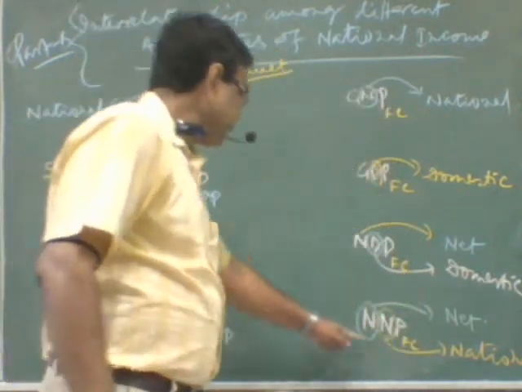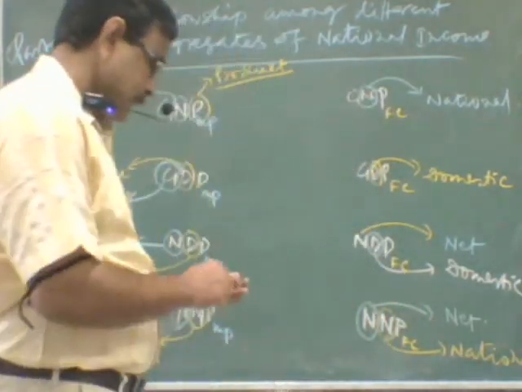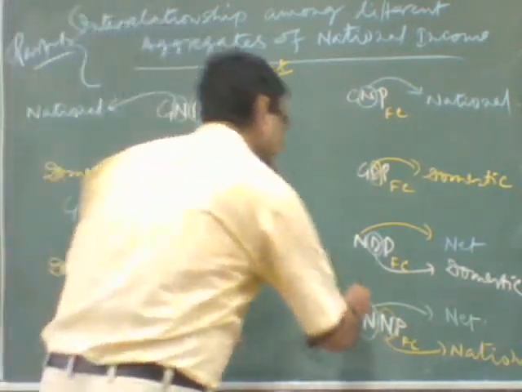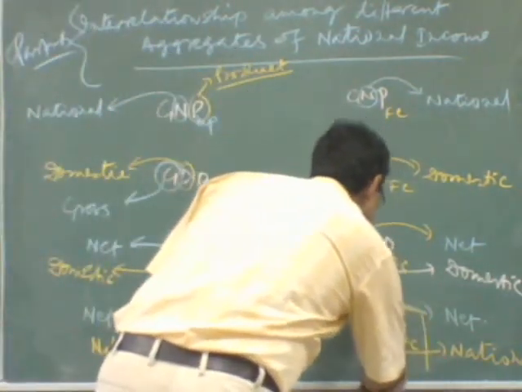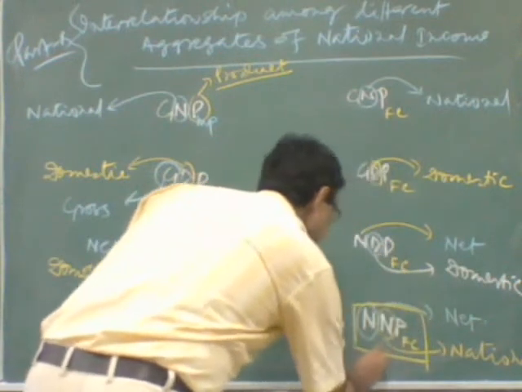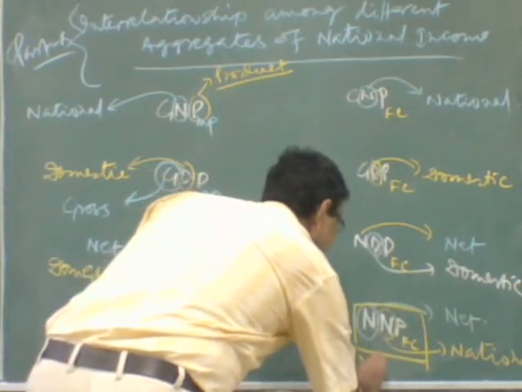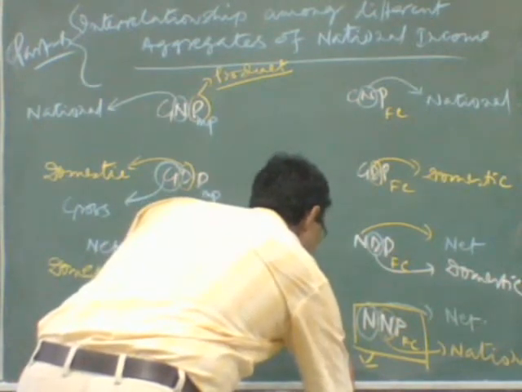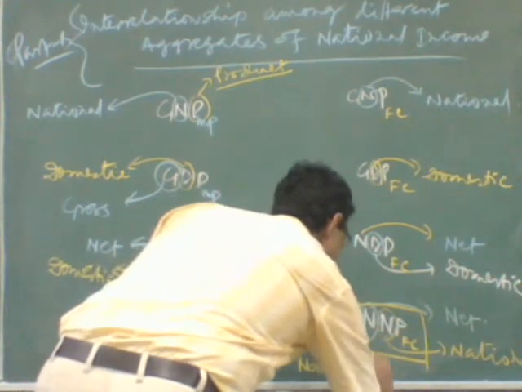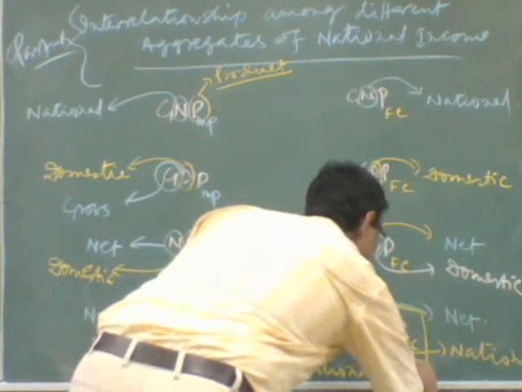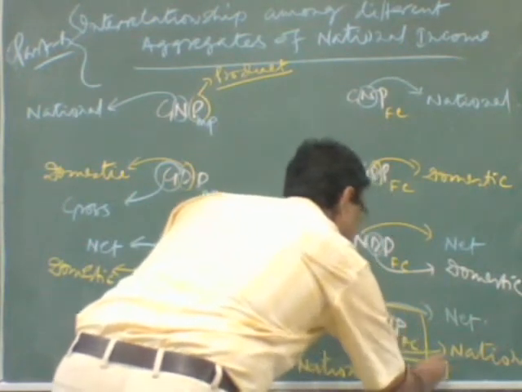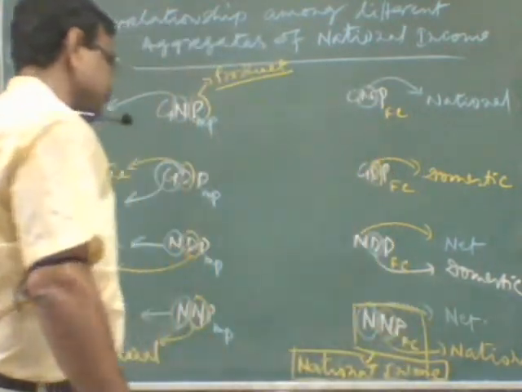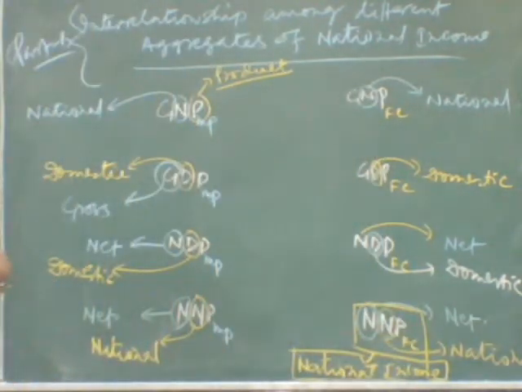And this NNP at factor cost is called national income. This one is called national income. NNP at factor cost is called national income.